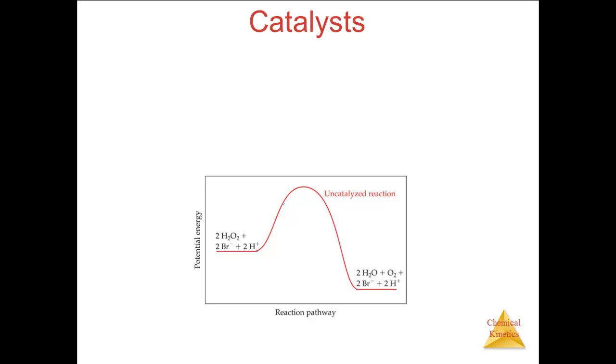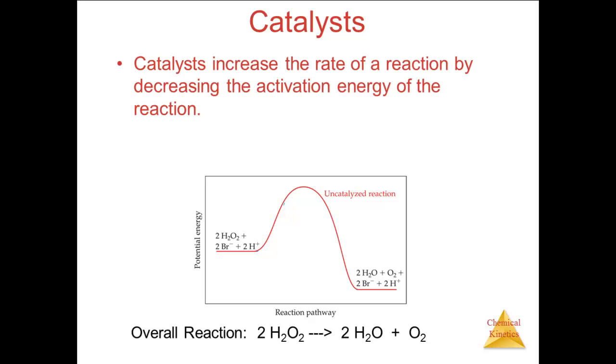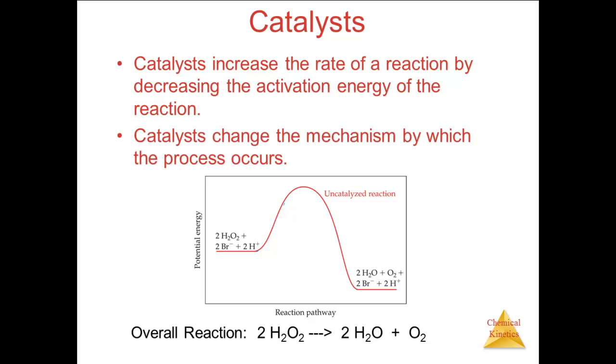Here's a reaction energy diagram for the decomposition of hydrogen peroxide, which normally occurs in a one-step mechanism. Catalysts increase the rate by decreasing the activation energy of the reaction. They do this by providing an alternate mechanism for the reaction. This mechanism usually involves more steps, but the energy needed for each step is less than the energy needed in the other original mechanism, so the reaction goes faster.